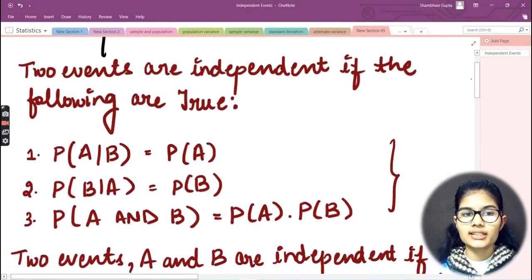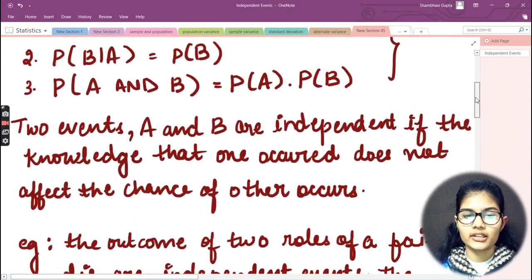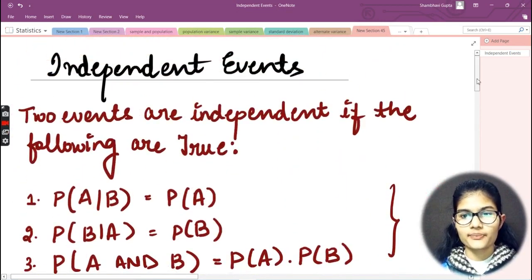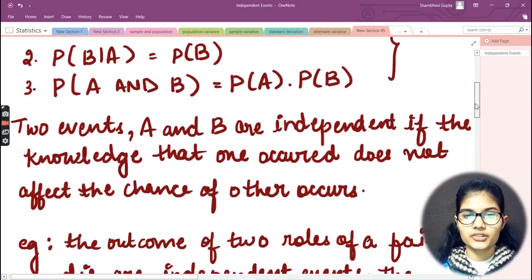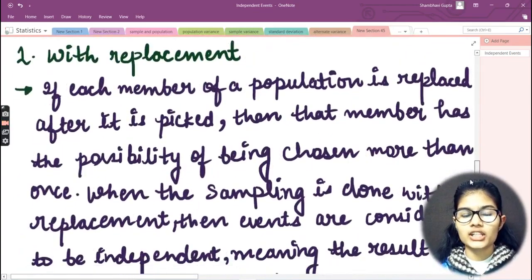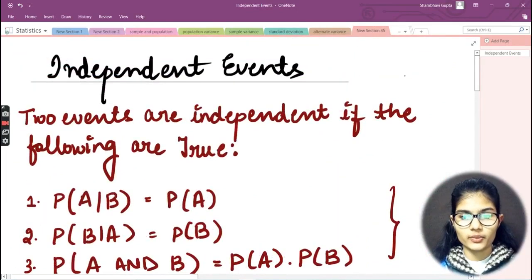We did already see that two events are said to be independent if the conditions mentioned up here are true. So the probability of A given B is equal to the probability of A, or the probability of B given A is equal to the probability of B, or the probability of A and B is equal to the probability of A times the probability of B. So these are the conditions that are to be satisfied for the independent events. Right, so hope I'm clear with these things, where we see that the events are independent, and for the sampling as well, we have two techniques. First one is with replacement and second one is without replacement. Hope I'm very much clear with that.